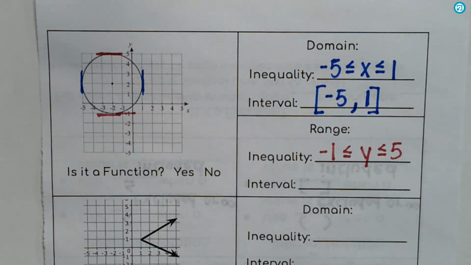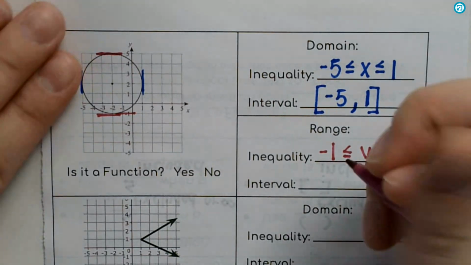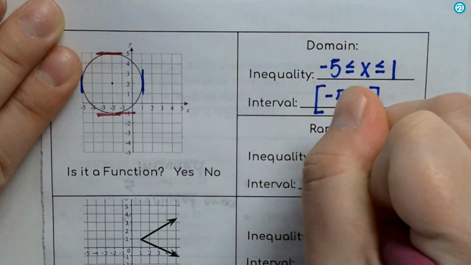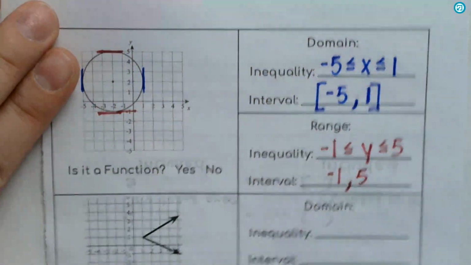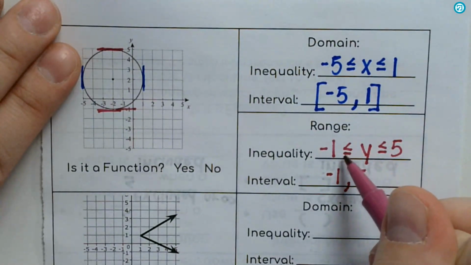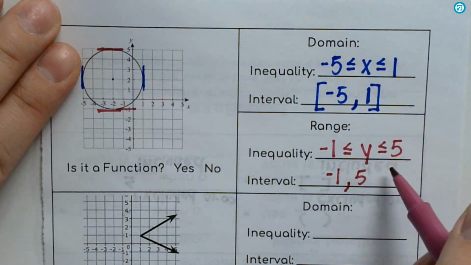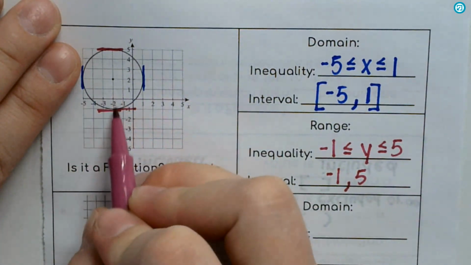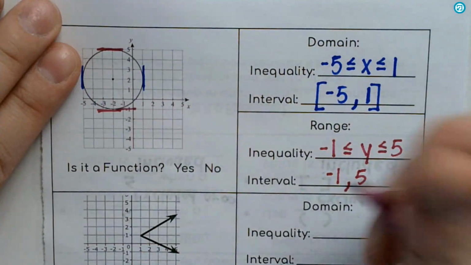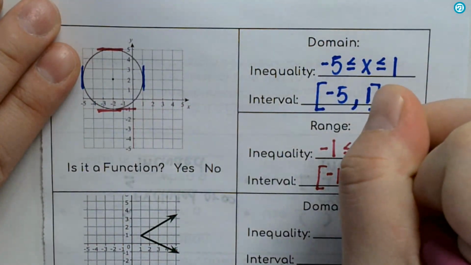Okay, for our range, we're going to go from bottom to top. So we went from -1 to 5. So we list those two numbers, -1 to 5. And then once again, since we use the or equal to symbols, since those are numbers that are included, we make it all the way to -1 and all the way to +5. We're going to use those brackets.